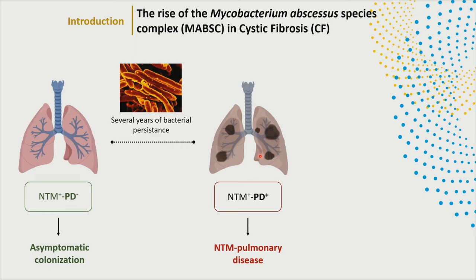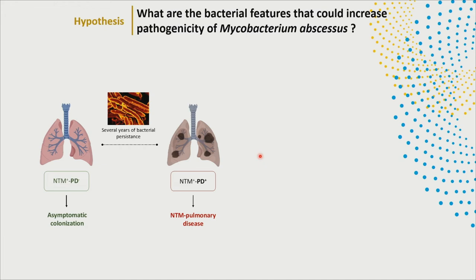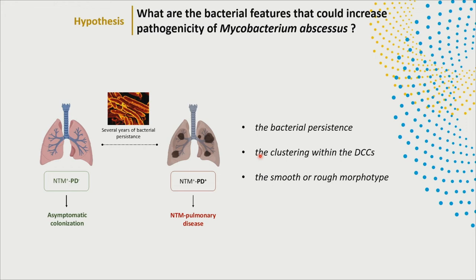So the aim of our work was to try to understand better what are the bacterial features that can account for a higher pathogenicity of this bacterium. And in particular, we wanted to understand better the contribution of the bacterial persistence associated with a different disease stage, the clustering appartenance, in particular the dominating circulating clones, and the morphotype.